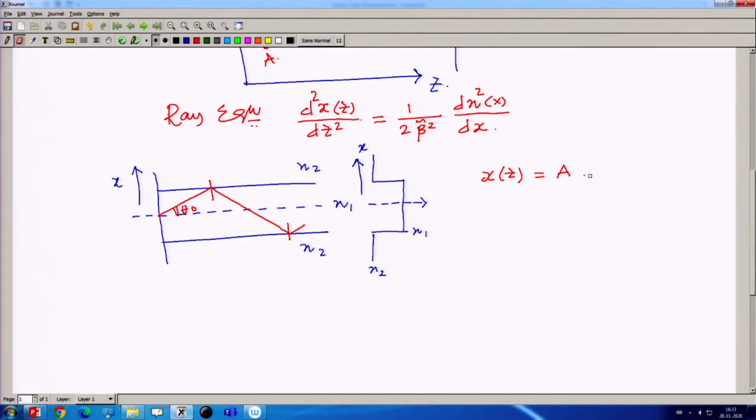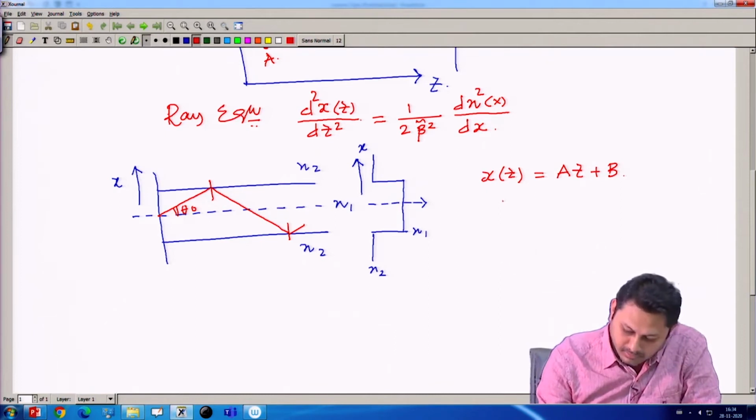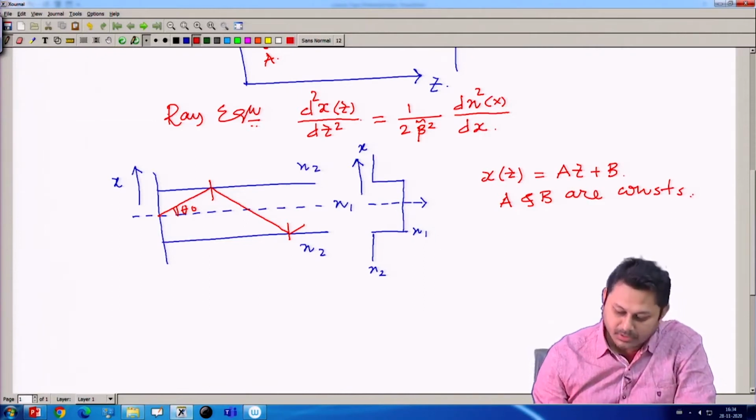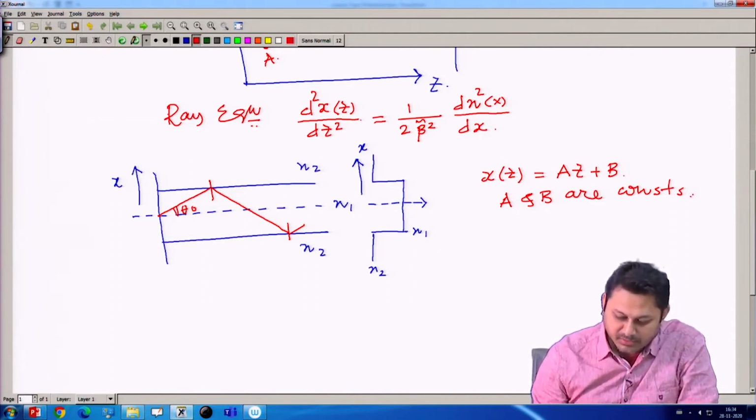It should be x equals a z plus b, where a and b are constants and can be evaluated using the boundary condition.